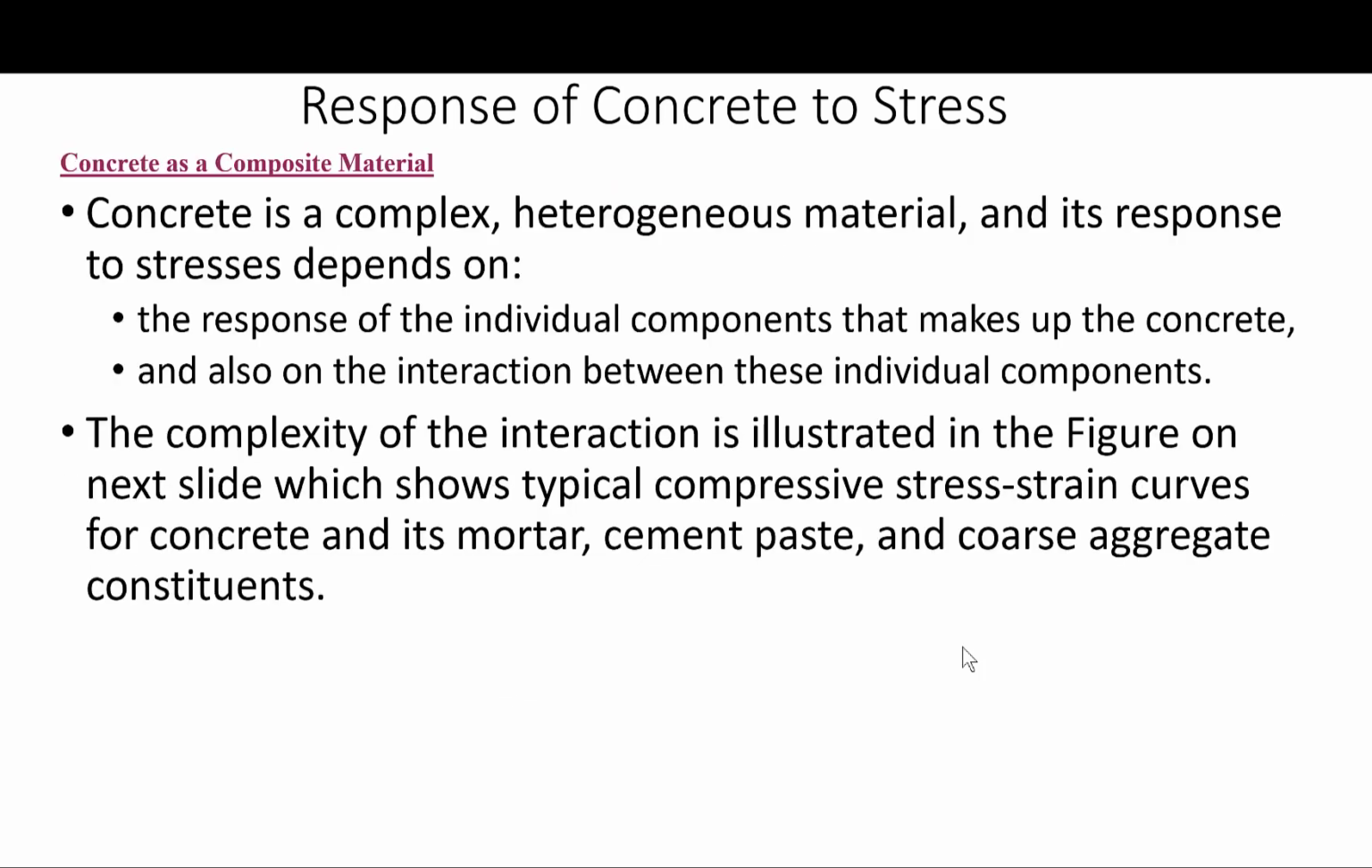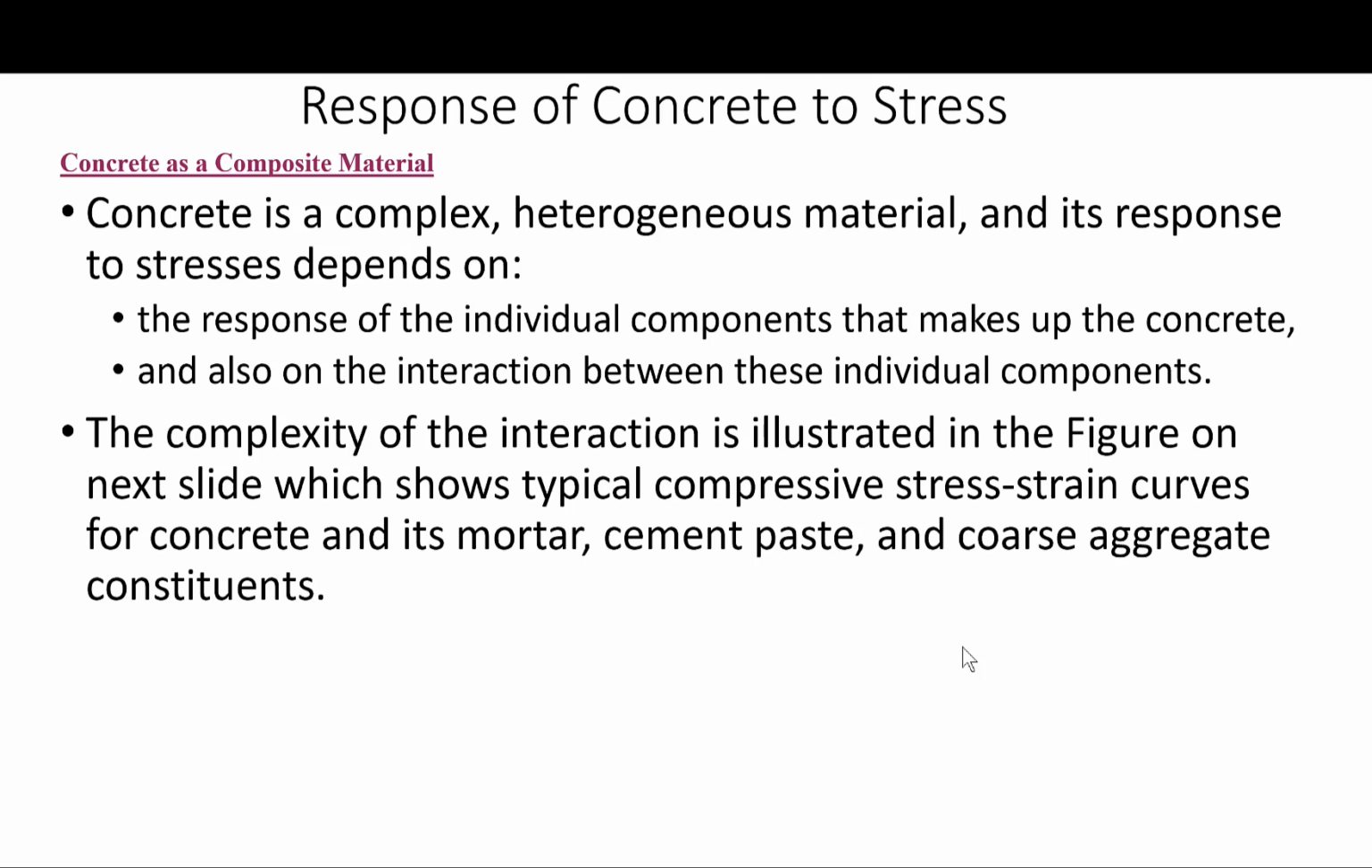Okay, so with all that in mind, let's talk about concrete. Concrete is really a complex, heterogeneous material, and its response to stresses depends on the response of the individual components that make up the concrete, and also on the interaction between these individual components. The complexity of the interaction is really illustrated in the figure I'm going to show here in a minute.